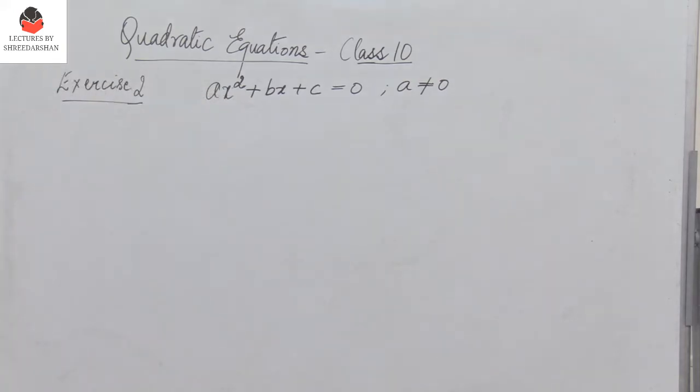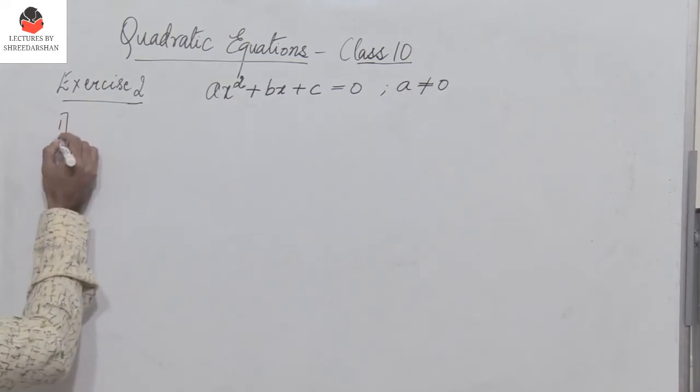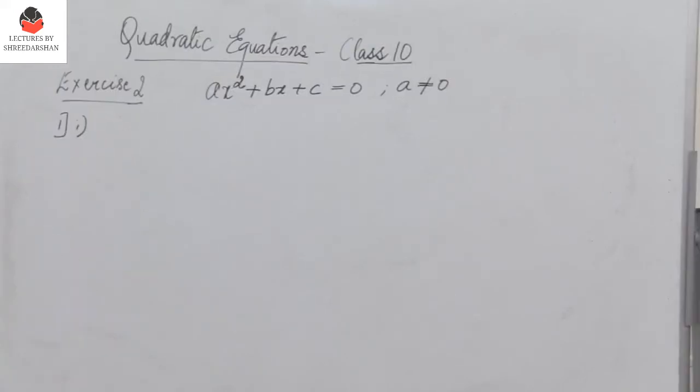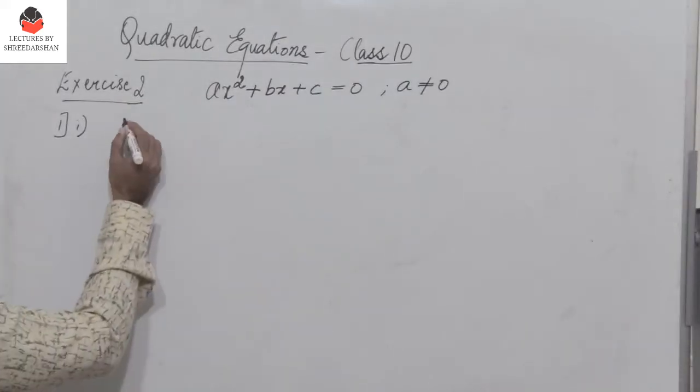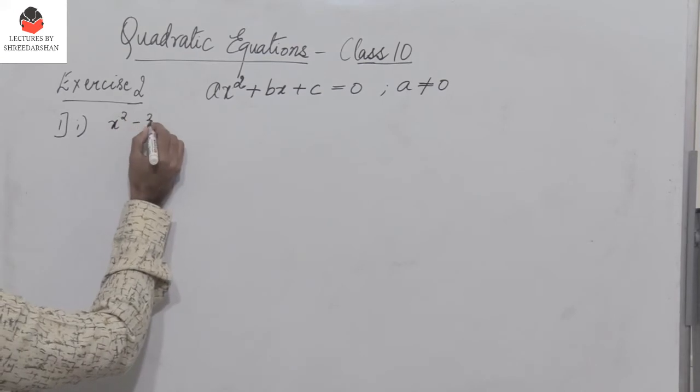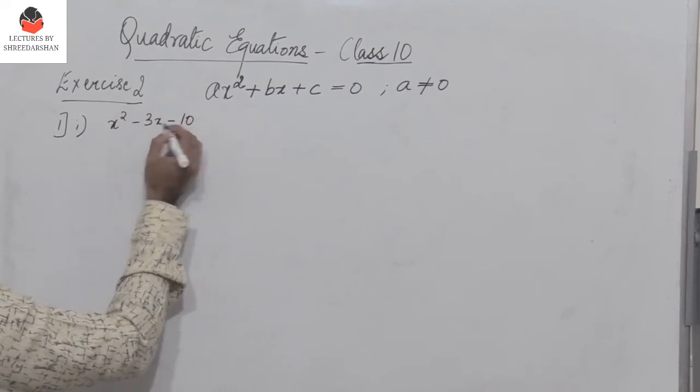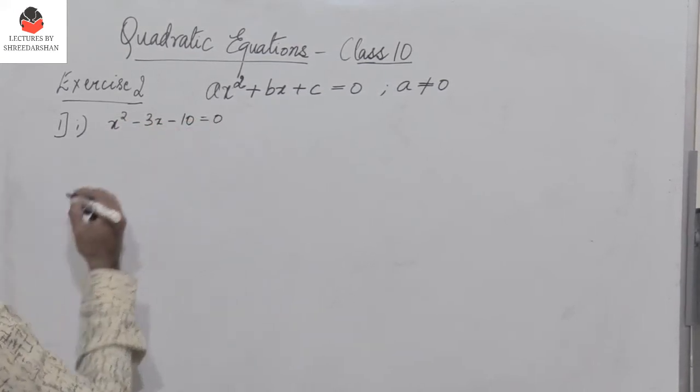So now in the second exercise, the first problem here, we need to find the roots by factorization. So given the quadratic equation, we need to find the roots. So how do we do that? So the first problem is x square minus 3x minus 10 equal to 0.